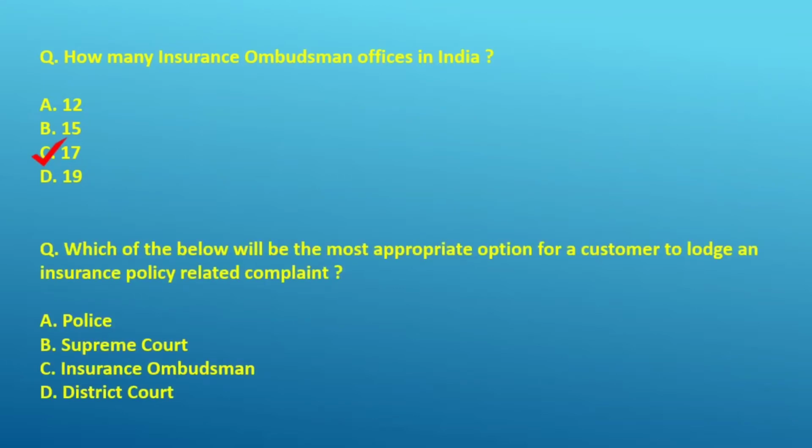Next is, which of the below will be the most appropriate option for a customer to lodge an insurance policy related complaint? The correct answer is insurance ombudsman. Friends, all of us know to complain to an insurance ombudsman is very easy. Why? There is no fee, there is a time limit for the decision, and there is also a time limit for the insurer to take action on whatever decision is given by the ombudsman. So it is very easy for a policy holder to complain with insurance ombudsman.